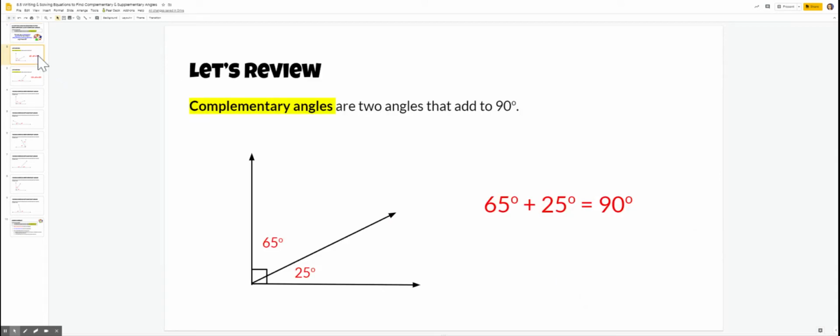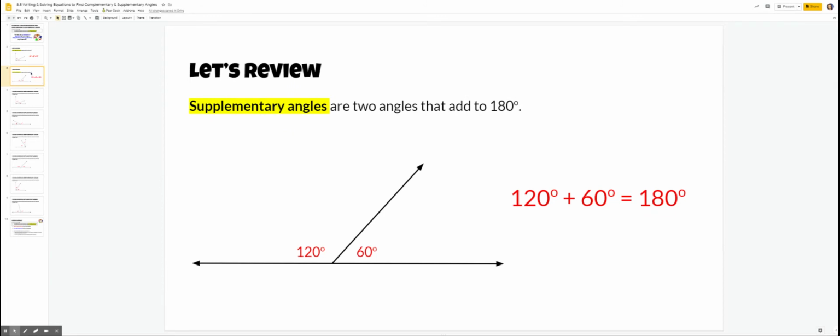I just want to do a quick review of both complementary and supplementary angles. So you may remember that complementary angles are two angles that add up to 90 degrees. And we can write equations to represent this relationship using addition. So if you look at my equation, we have our first angle, 65 degrees, plus the second angle, 25 degrees. And when we add those two together, we get a sum of 90.